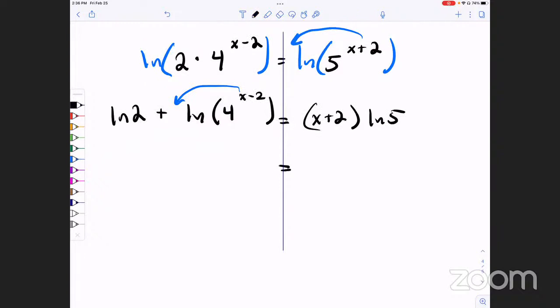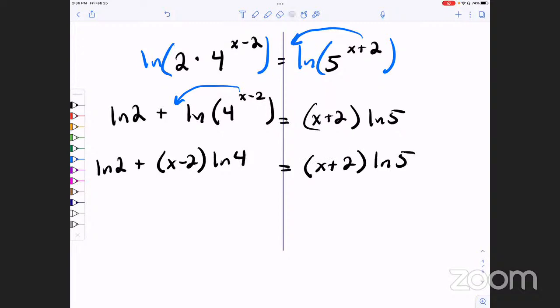Now on the left, if we expand it all the way out, we have the natural log of 2 plus x minus 2 times the natural log of 4 equals x plus 2 times the natural log of 5, right? Now we're ready to get the party started.